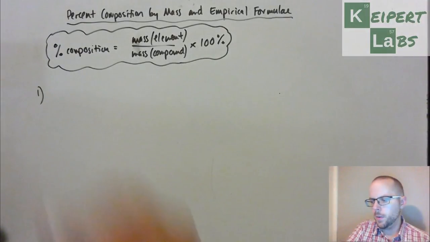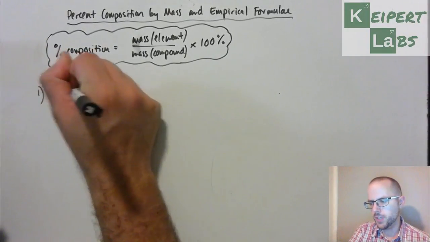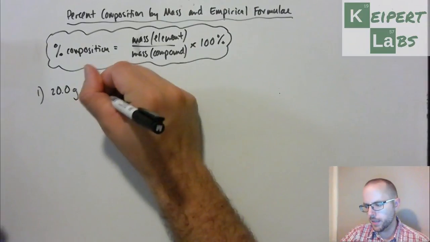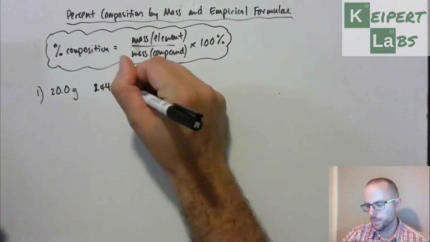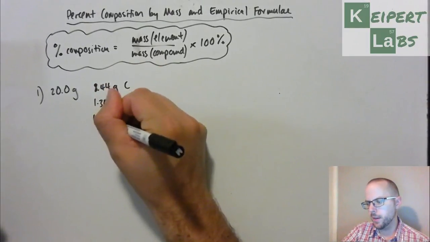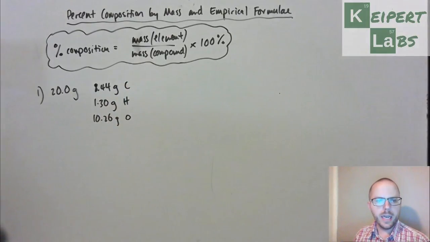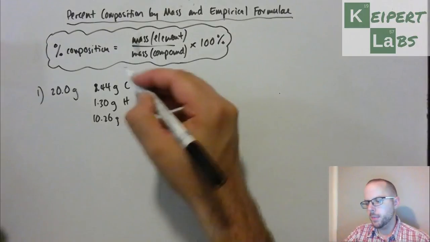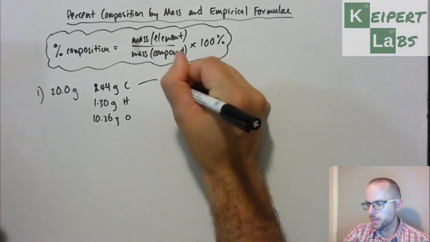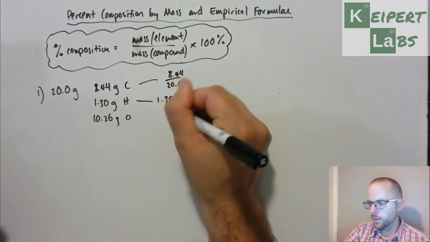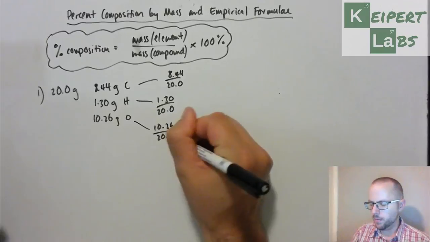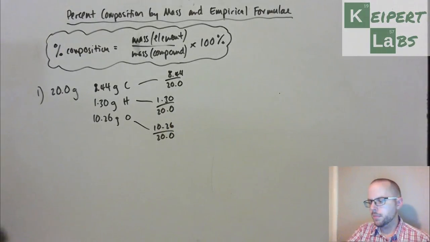So what we're told is that we've got a sample of sucrose, table sugar, 20.0 grams of it. In making careful measurements of mass, what we've worked out is it's 8.44 grams of carbon, 1.30 grams of hydrogen, and 10.26 grams of oxygen. So the first thing that we're looking at is the ratio of the masses of each element to the compound itself. We've got 8.44 over 20.0, 1.30 over 20.0, and 10.26 over 20.0. So those are the ratios that we have.